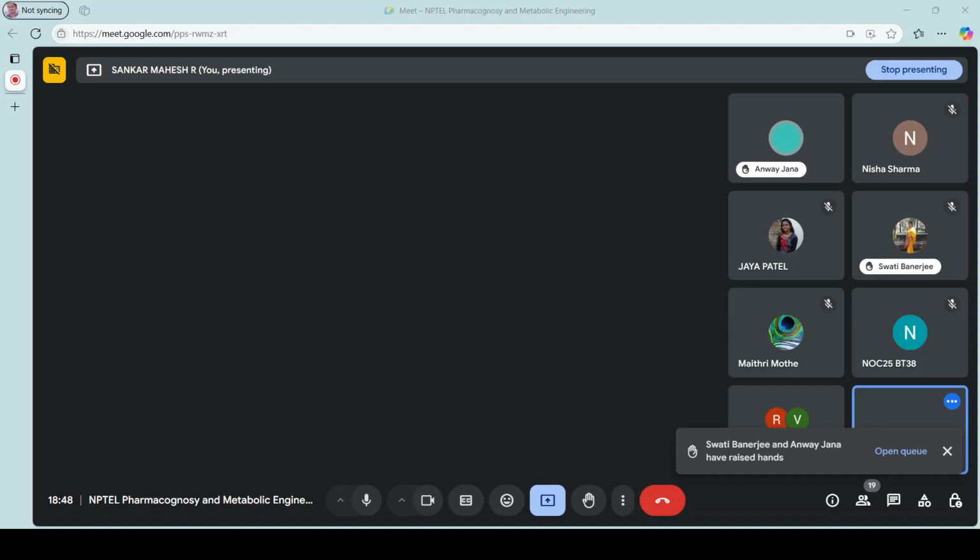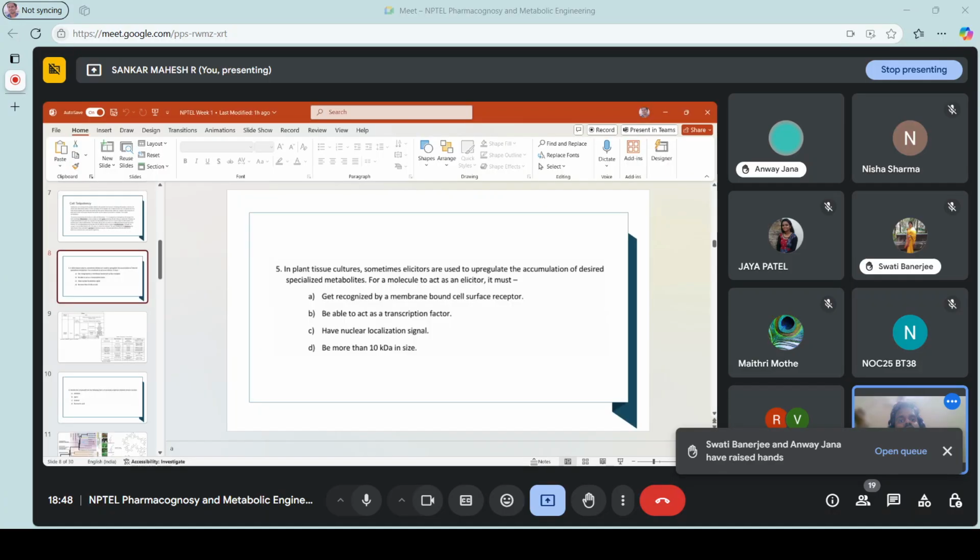The next question is, in plant tissue cultures, sometimes elicitors are used to upregulate the accumulation of desired special metabolites. For a molecule to act as an elicitor, it must: option A, get recognized by a membrane bound cell surface receptor; option B, be able to act as a transcription factor; option C, have a nuclear localization signal; and option D, be more than 10 kilodalton in size. So we can take a couple of minutes and then start by describing what an elicitor is and the way in which it would give rise to a phenotypic or genotypic effect. Whoever knows the answer can raise your hand after a couple of minutes.